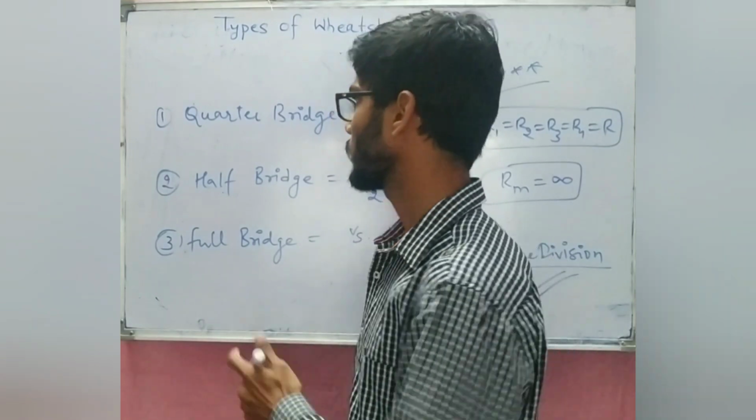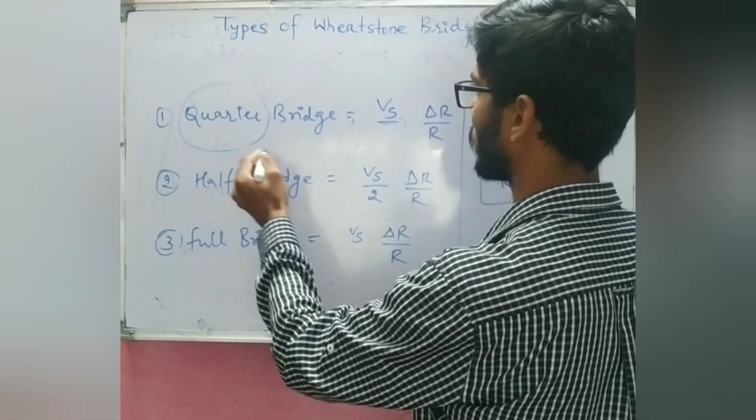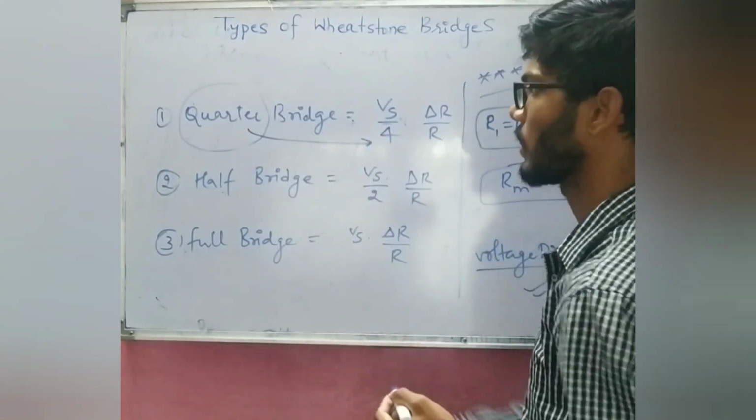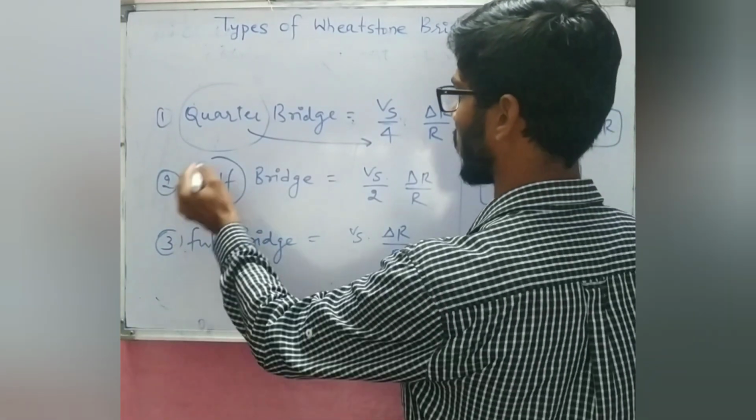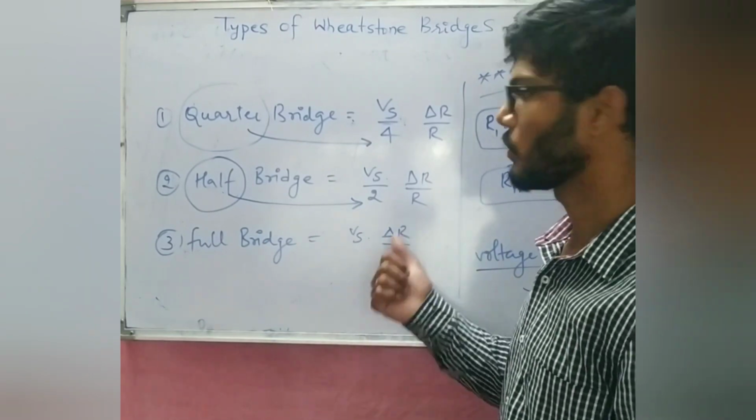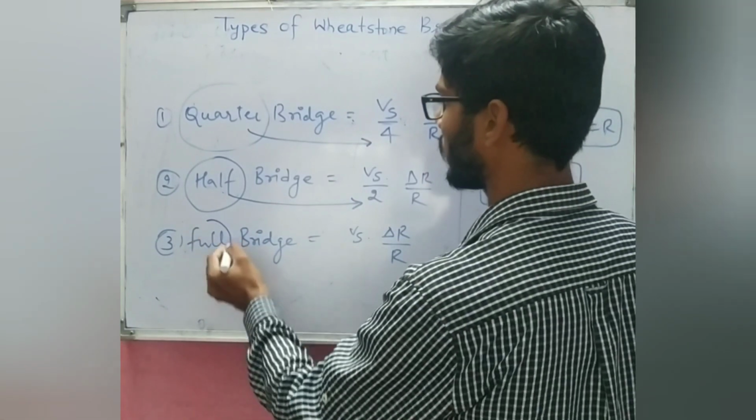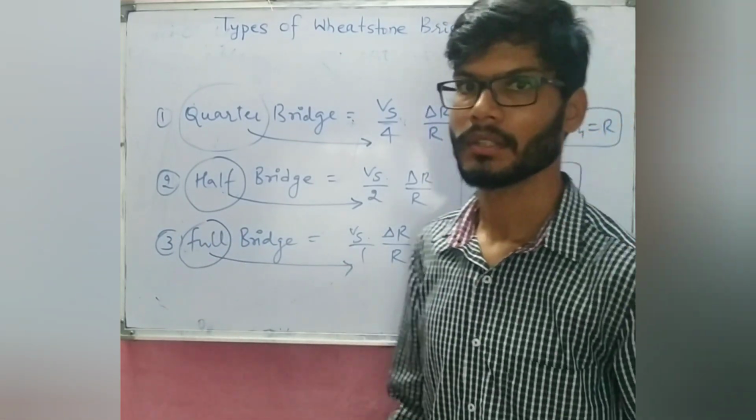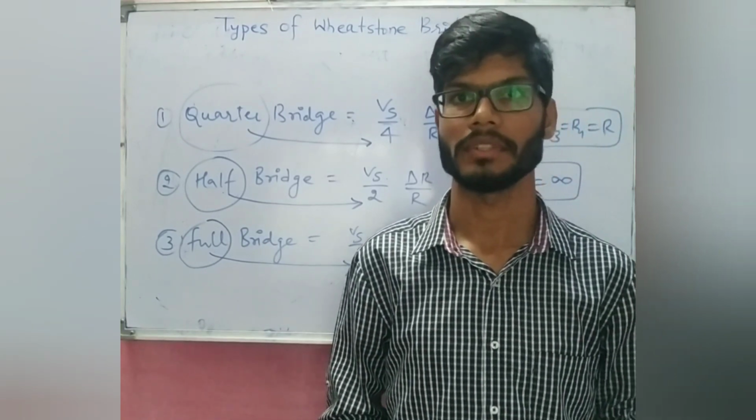And these are the outcomes of today's lecture: if it is a quarter bridge, the output expression is going to be Vs by 4 into delta R by R. Quarter bridge means 1 by 4 comes as the multiplication factor, and in the case of half bridge, 1 by 2 is going to come as the multiplication factor in our expression, and in the case of full bridge, only 1 will be present here. So these are the 3 different configurations of the Wheatstone bridge.